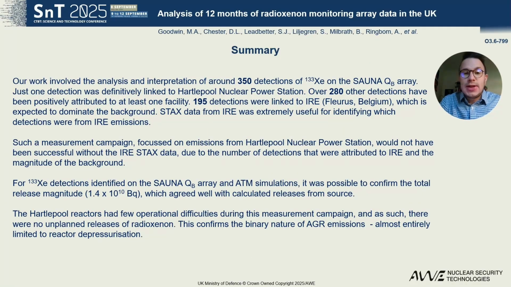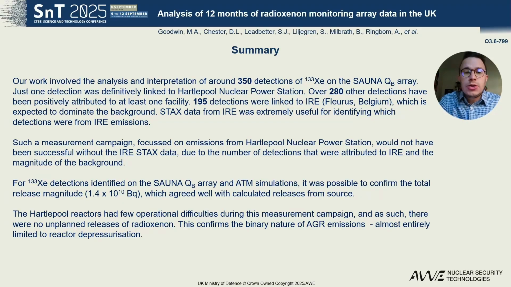Analyzing this data set was not easy. There were over 350 detections of xenon-133 on the Sauna Cube array for the year that we were measuring. So just one of those detections was definitively linked to Hartlepool Nuclear Power Station. Over 280 other detections have been attributed to at least one facility. In some cases, we were not able to say exactly which facility it was, rather a group of known operating facilities in a given region.